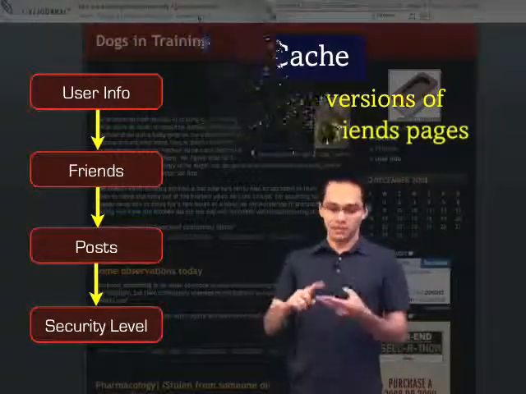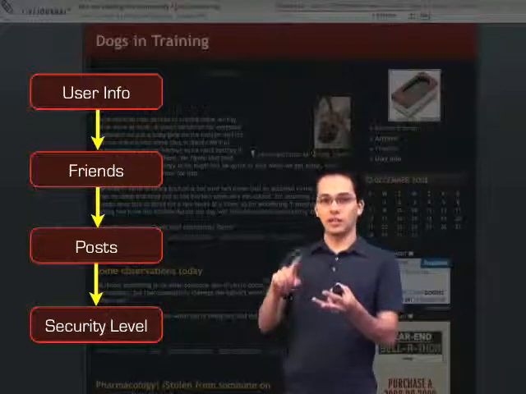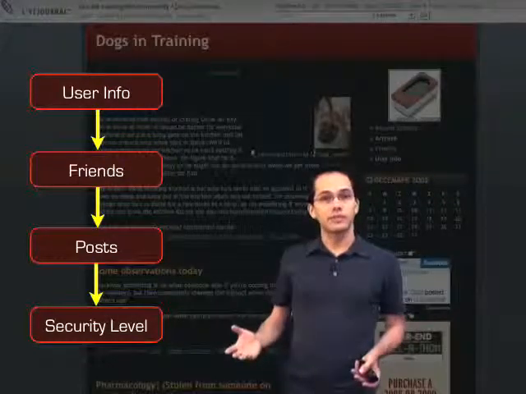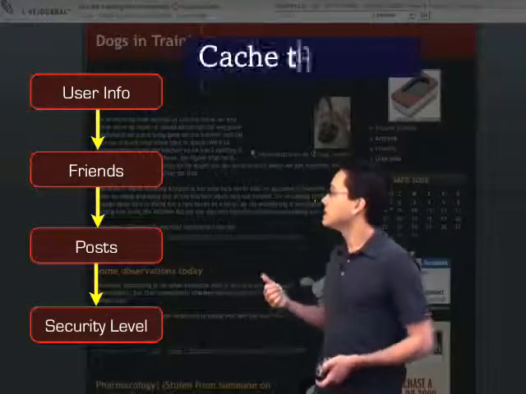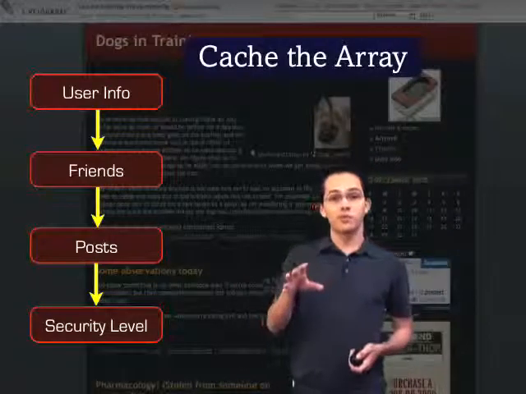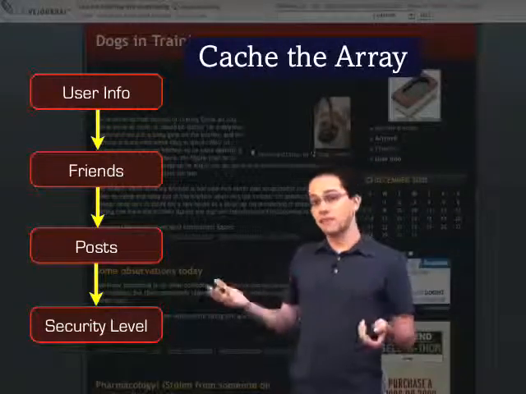So we obviously can't use page caching, we can't use action caching, we can't use fragment caching. So what are we left with? Well, what we might do is simply cache the array of the most recent posts from these friends in Memcached.